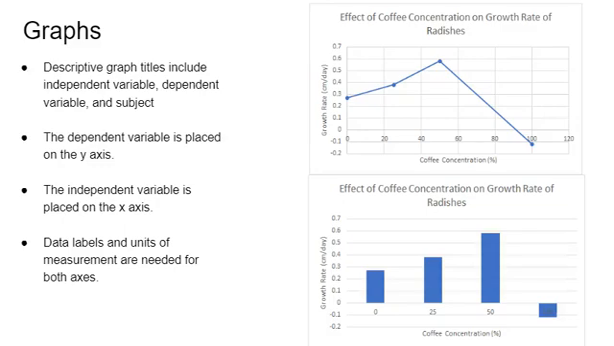Making graphs on Excel is something that you will do very often throughout your freshman year. To the right, we have a line graph on the top, and then we have a column or a bar graph on the bottom. Line graphs or XY graphs are probably the most frequently used type of graph in biology, and you'll also use that again in physics.